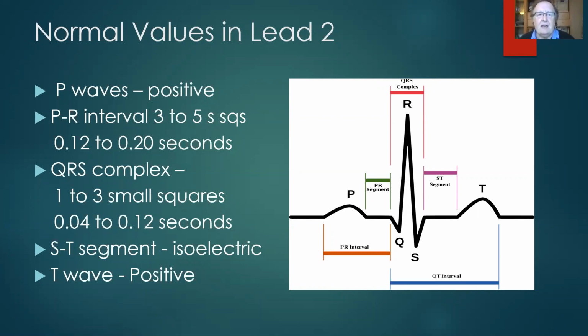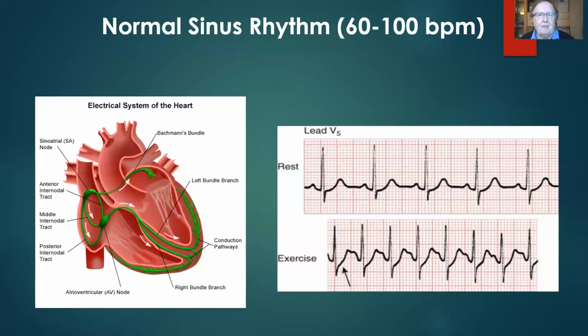Moving on to the next slide. So let's have a look at these slides. This is normal sinus rhythm. Sinus meaning it's actually coming from the sinoatrial node. When I put this presentation together, I was going to be with you and I could actually point to the screen on the electrical system of the heart, but we'll have to work around that. Here, we're looking at a patient at rest.